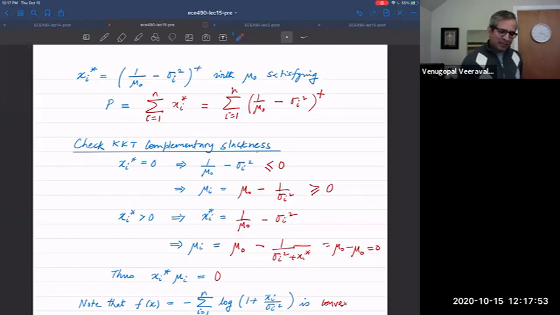But since this is an optimization class, I thought I should go the other way, which is to first establish why that should be the right answer, and then check the KKT.